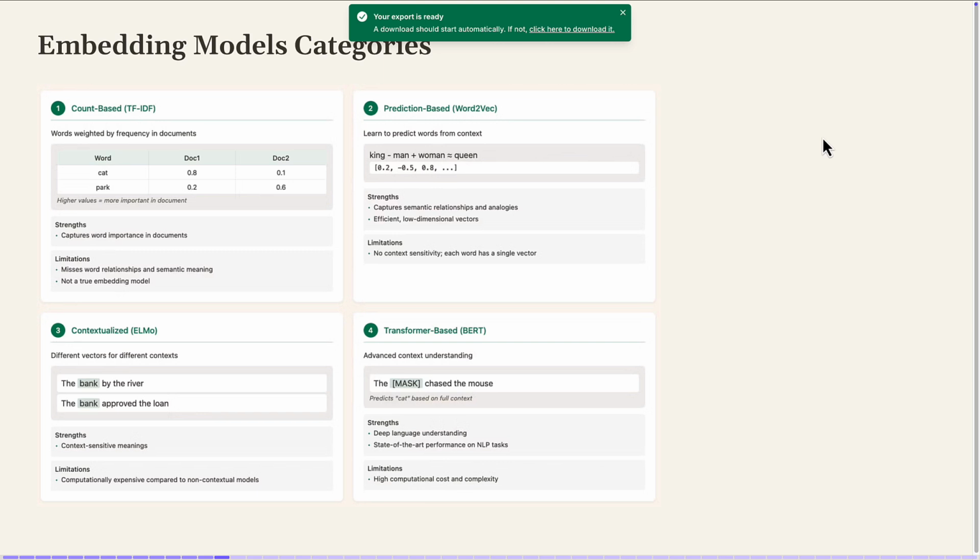Okay, so every word is going to be assigned a probability inside a certain document. So it will capture the word importance in documents, but the limitation is that it doesn't have any clue about the relationship and the semantic relation between words. Okay, this only focuses on the word without any relation to other words. It doesn't bring any semantic meaning. Okay, and this is not really a true embedding model. It's a way of transforming words into frequencies based on documents.